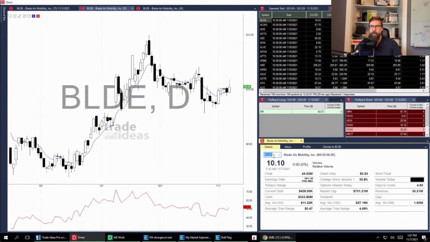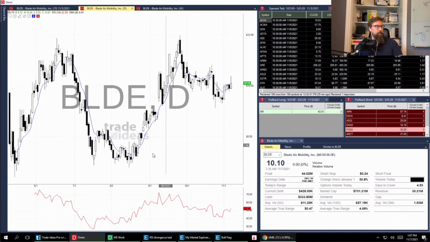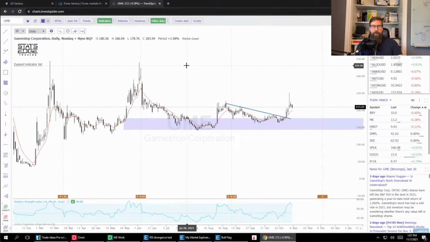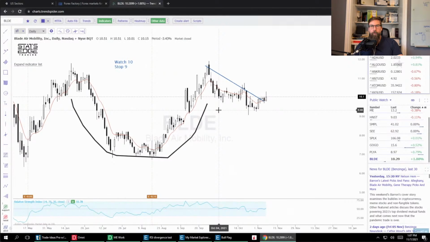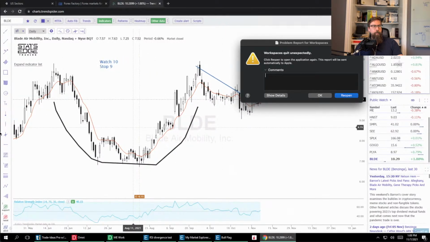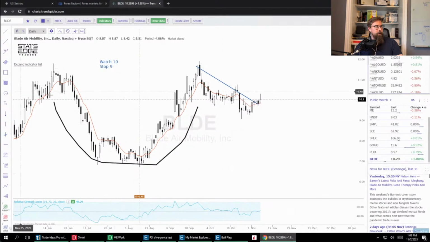And then there's Blade. So this was one that I was looking at essentially for, let's see if the drawings are here. It had like a cup and handle kind of look, a newer issue. There it goes. So that's more or less what I was looking at. This big rounded base, and then it came right up to touch the very top here, and then it had this nice orderly pullback after that. And I basically just wanted to see a close over 10.